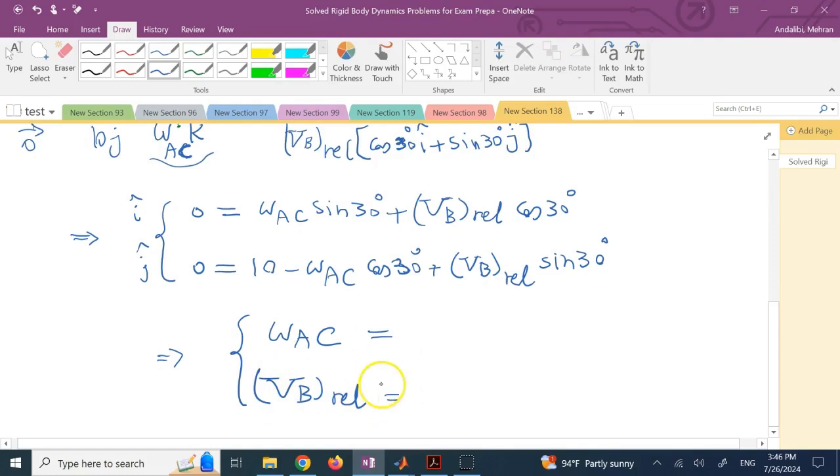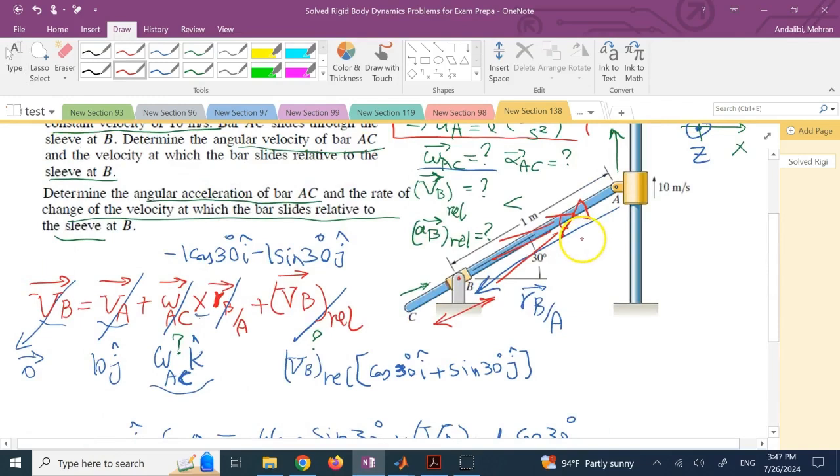So your omega AC, if you solve for it, is going to be 8.66 radians per second. And this is going to be basically 5 meters per second. Now, here, it is negative 5 meters per second. Okay, and this is positive. And what's the meaning of them? This positive means clearly the rotation is counterclockwise, which it is physically, if you remember.